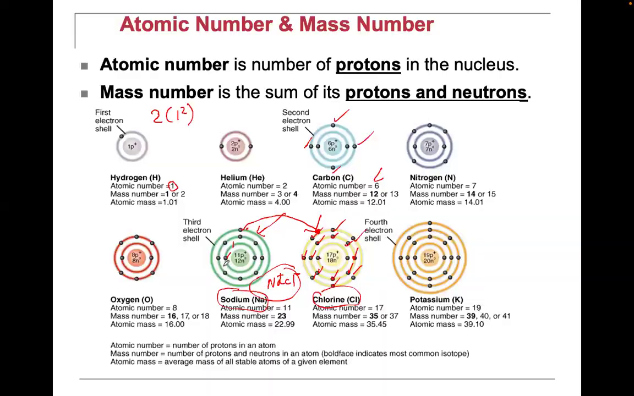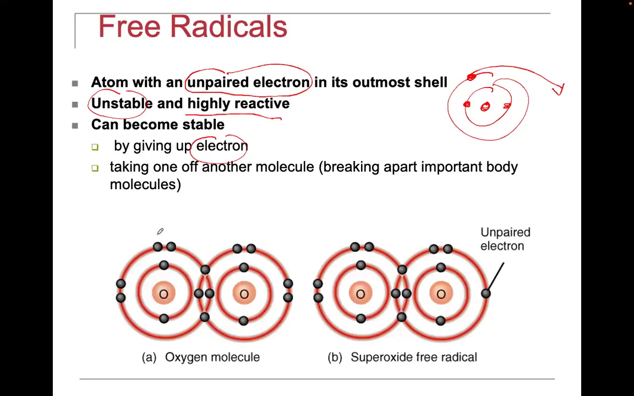Okay, let's look at oxygen. If we go back here, oxygen has 8 protons. So if we look at it, you've got 1, 2, 3, 4, 5, 6, 7, 8. All right, is it stable or unstable? Well, you've got 2 in the first shell. That's the way it's supposed to be. But we need 8 here. How many do we have? 1, 2, 3, 4, 5, 6. Not stable. So oxygen is going to form a bond with something else.